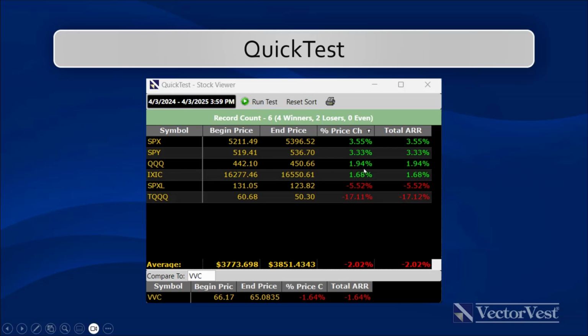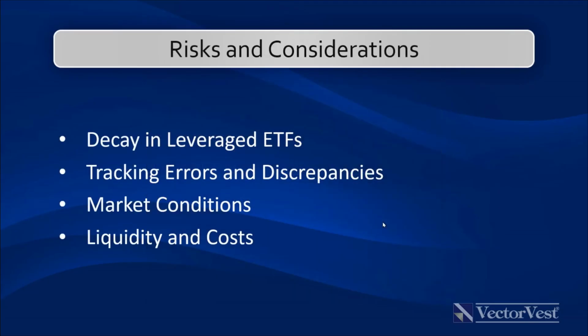Triple Q up about the same, a little bit more. But its counterpart, the triple leveraged NASDAQ ETF, TQQQ, is down 17%. You would expect if the NASDAQ was up 1.5%, that the TQQQ, which is 3 times that, would be up almost 4.5%. Not the case. Over time, decay really erodes performance. So keep that in mind. They're for short-term trades, the triple leveraged ETFs specifically, not long-term investments.